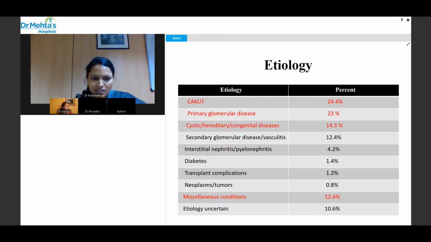And so moving on to the etiology, the commonest is CAKUT, accounting for 24.4%. The second commonest would be primary glomerular disease, which is around 23%. And the cystic, hereditary or congenital diseases account for 14.3%. It should be very much noted that miscellaneous causes account for almost 12.6% of the CKD population. But all these data are from studies taken from good referral units. In India, we have many underreported cases.